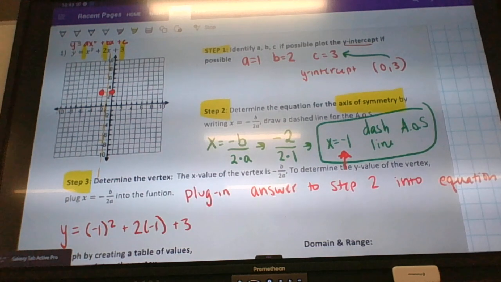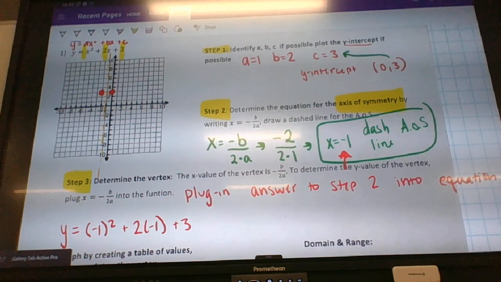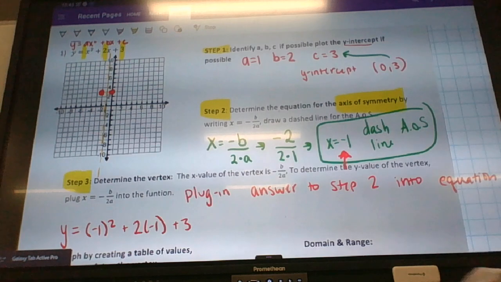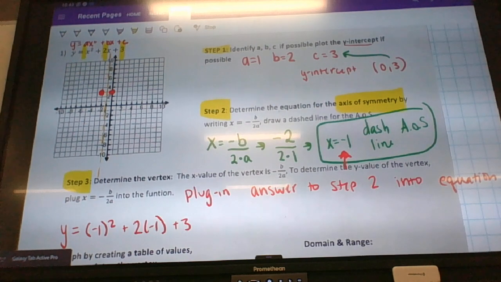And this is your vertex. The negative 1 you plugged in, and 2 you got out. That's an ordered pair. That's a point. You plot that on your graph. It'll fall right on the dash line.